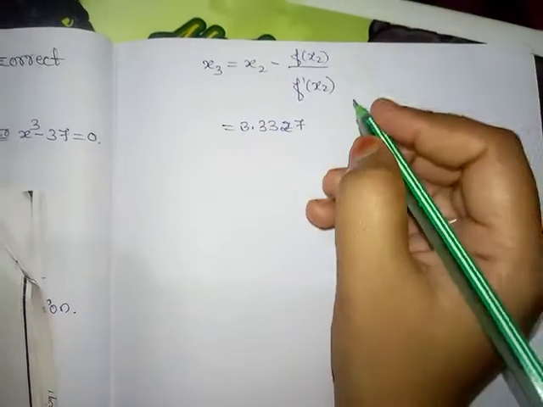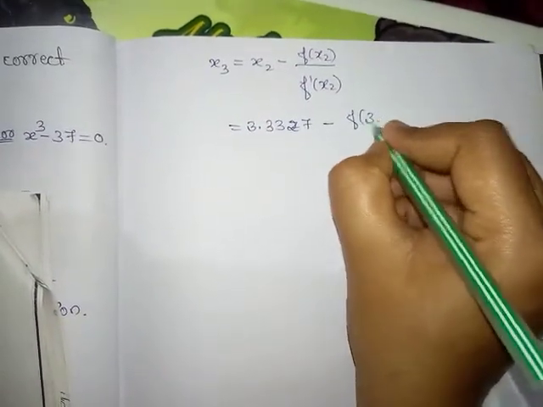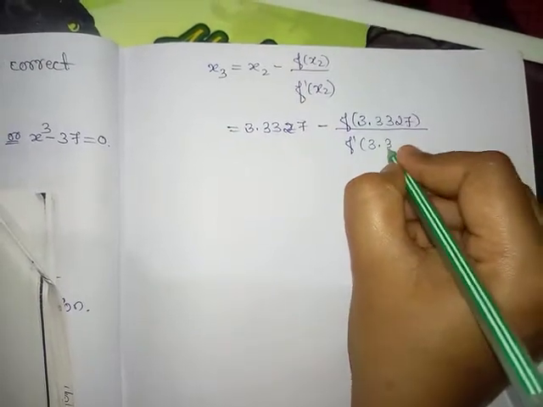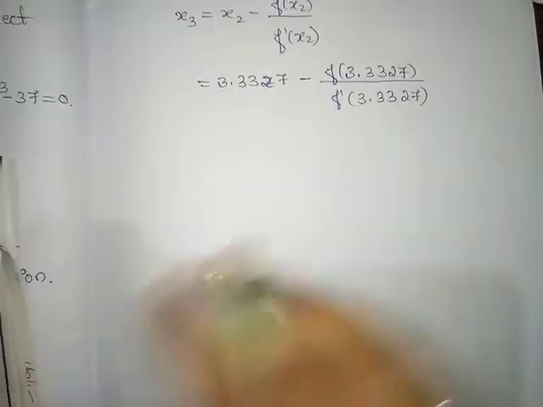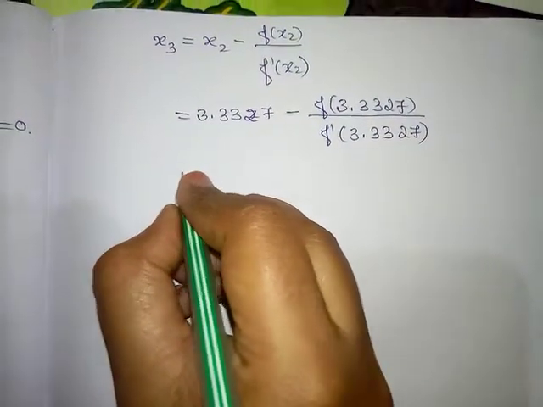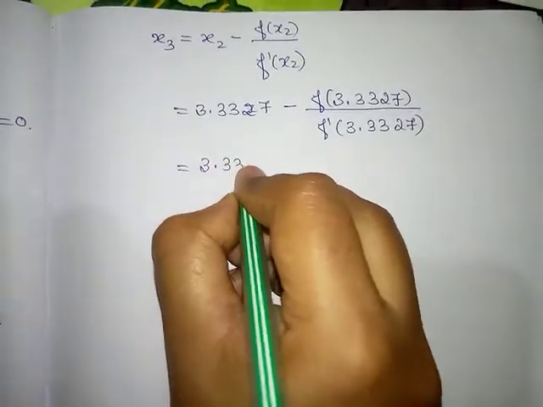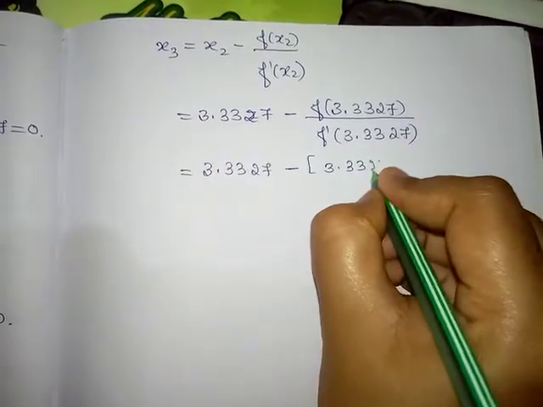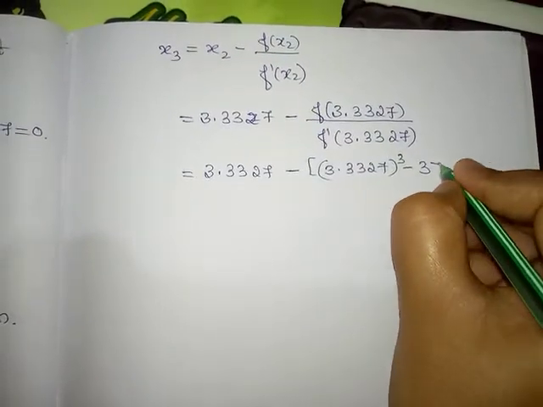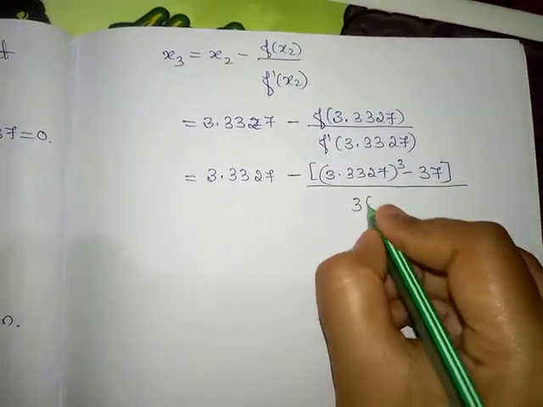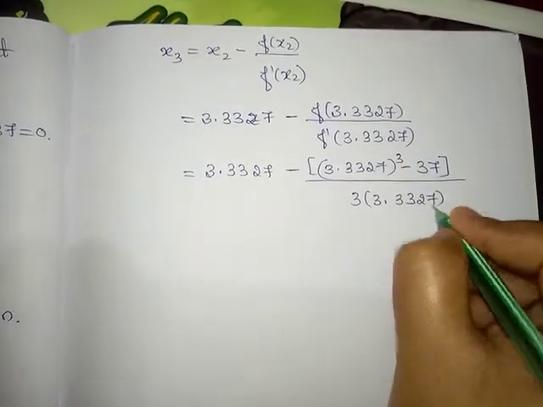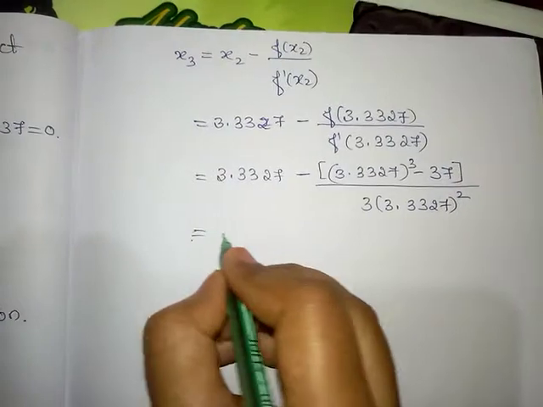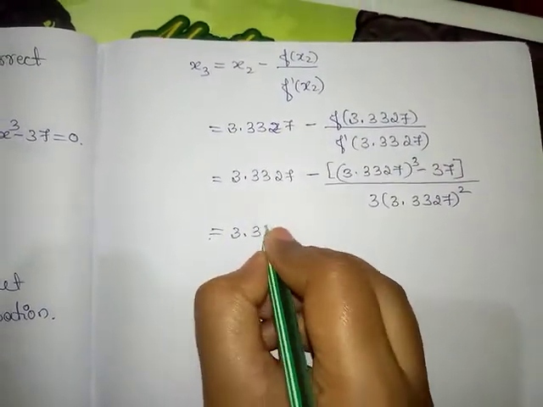3.3327 minus f of 3.3327 divided by f dash of 3.3327, which is equal to 3.3327 minus (3.3327 whole cube minus 37) divided by 3 into 3.3327 whole square. On calculation we get 3.3322.